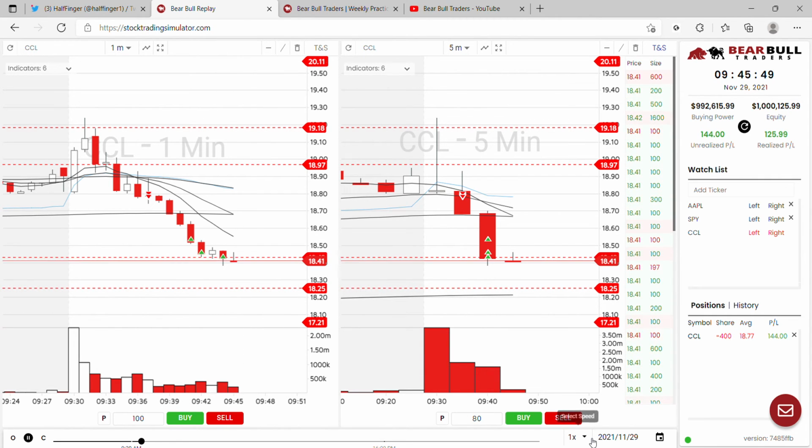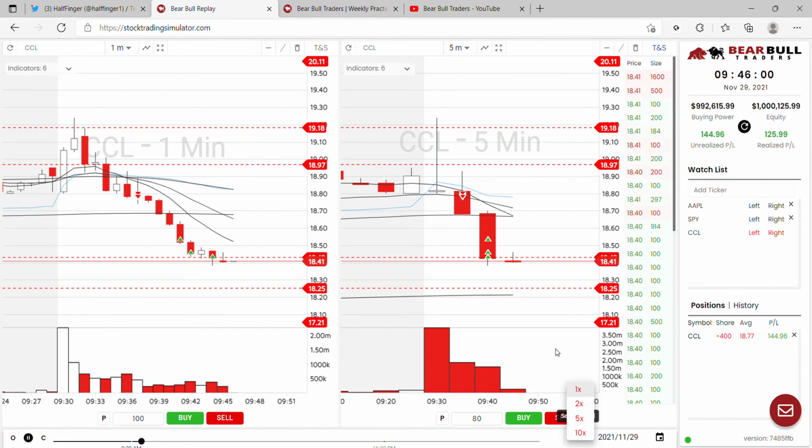And you want to watch. You can change the speed here, but it's important that you watch it in normal speed, so you can get a feel of the price action. So it doesn't just become like a video game.